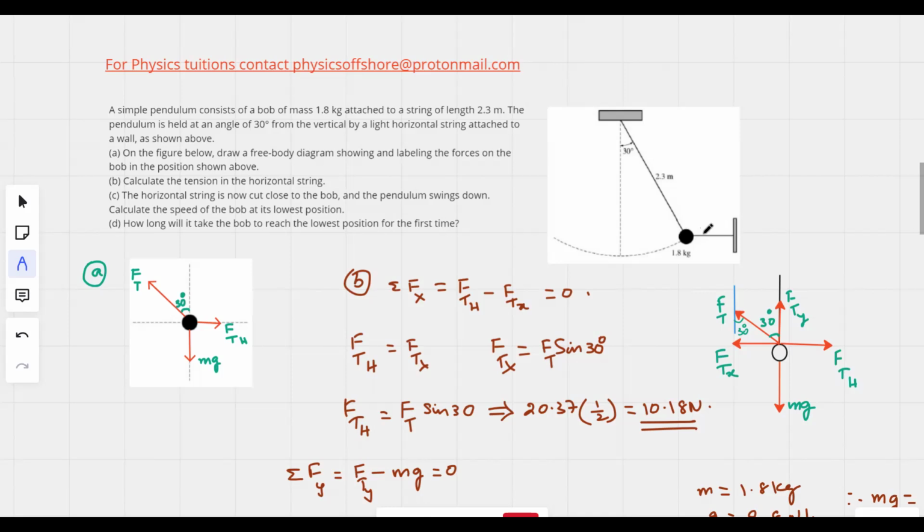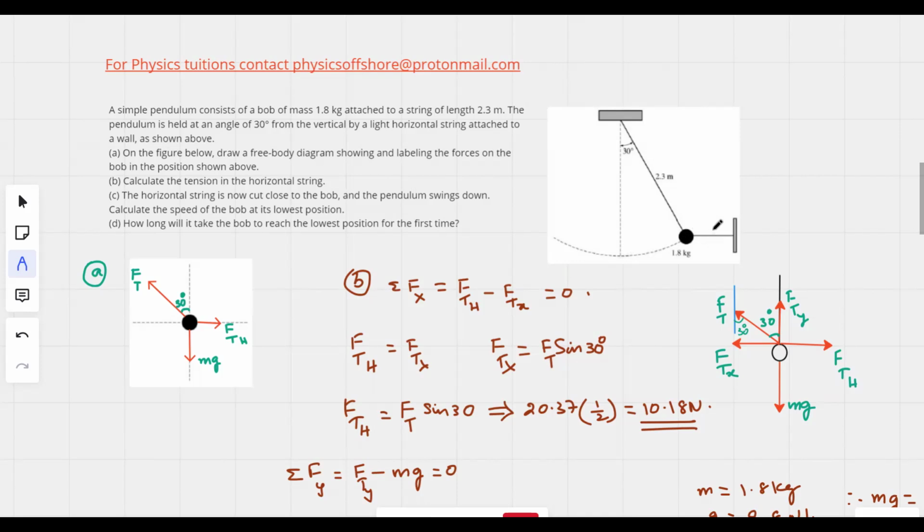And then the other thing is we have to calculate the speed of the bob at the lowest point. This is the lowest point. Here we have to calculate the speed of the bob and then how much time it takes for the bob to reach the lowest point for the first time.